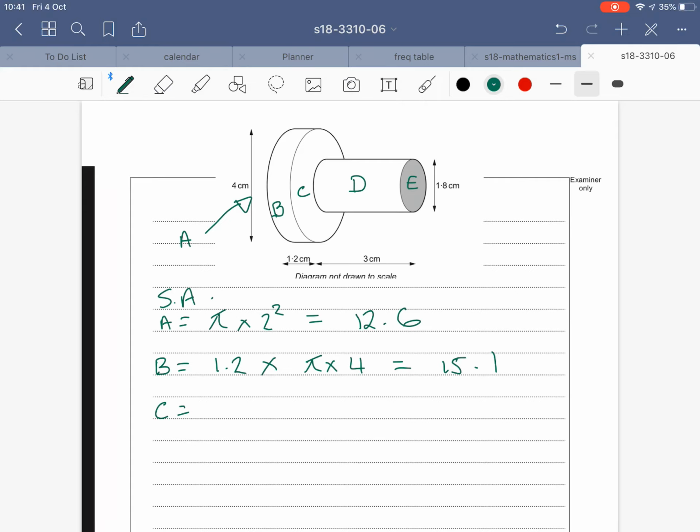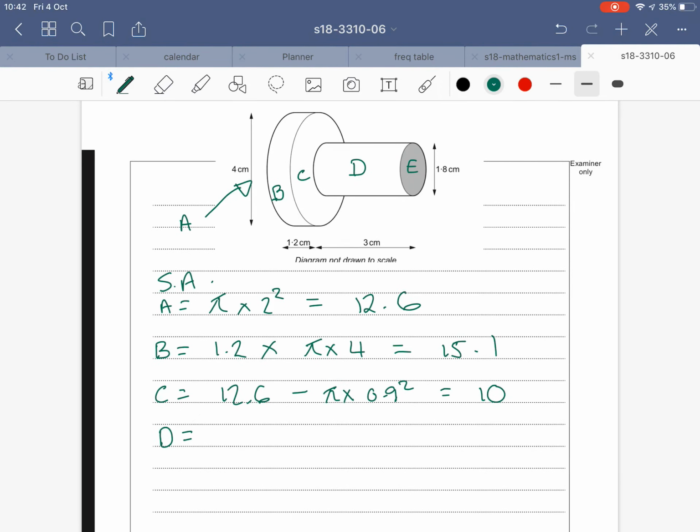For shape C, you've got the circle, which we just did, so 12.6. We want to take away that little circle at the front, so basically E. So we want to take away pi times the radius, which is 0.9, squared, which is, let me just round that. I'm doing them all to one decimal place, but that rounds to 2.5. So for shape D, again, just like the B, you're going to do the length, so 3 times the circumference of that little circle here, which is pi times the diameter. Ignore that. Pi times our diameter, which is, what did I get?